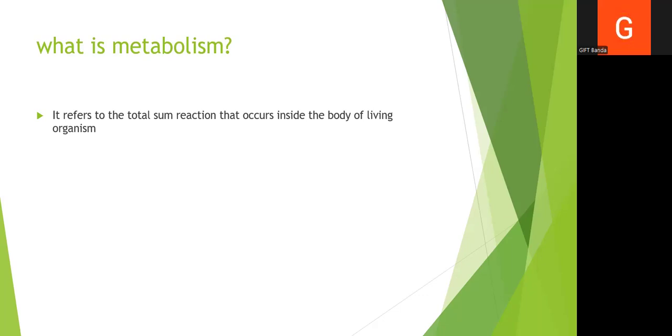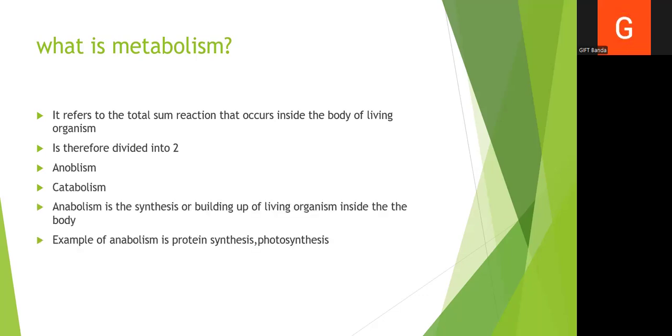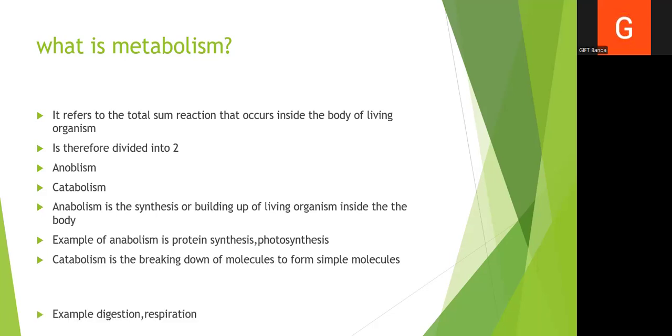Then you need to understand that metabolism is also divided into two, where one breaks things down and the other builds them up. The one that breaks things down is what we call catabolism. Then the one that builds up is the one that we call what? Anabolism.